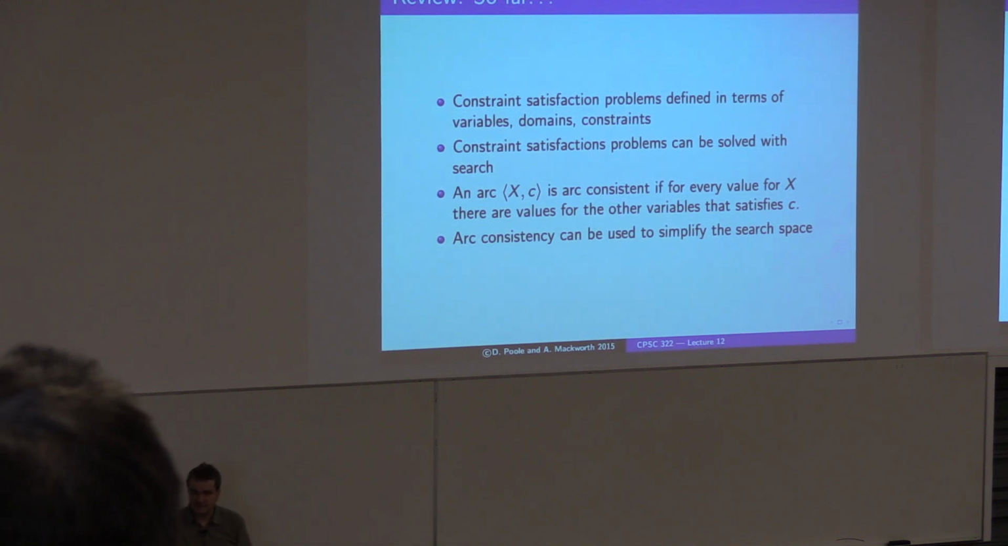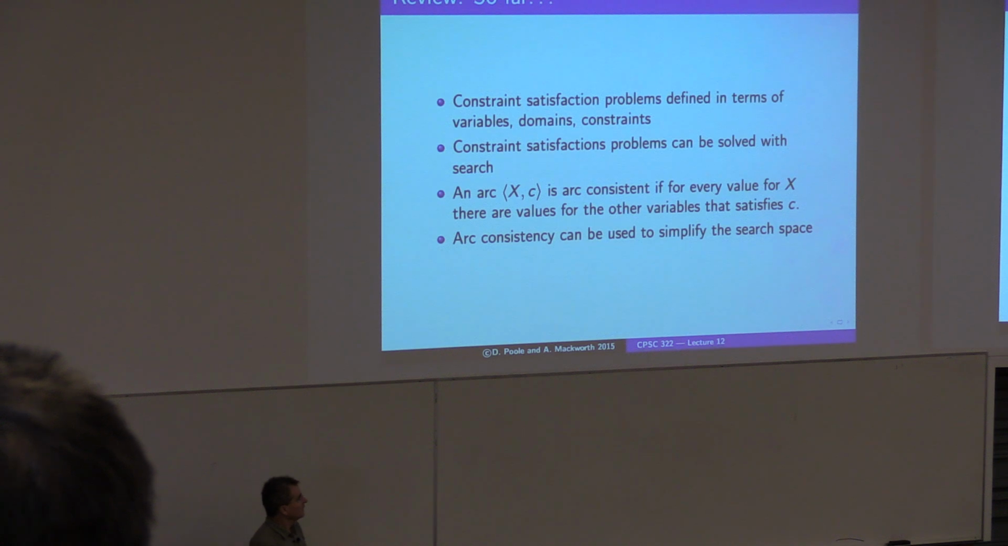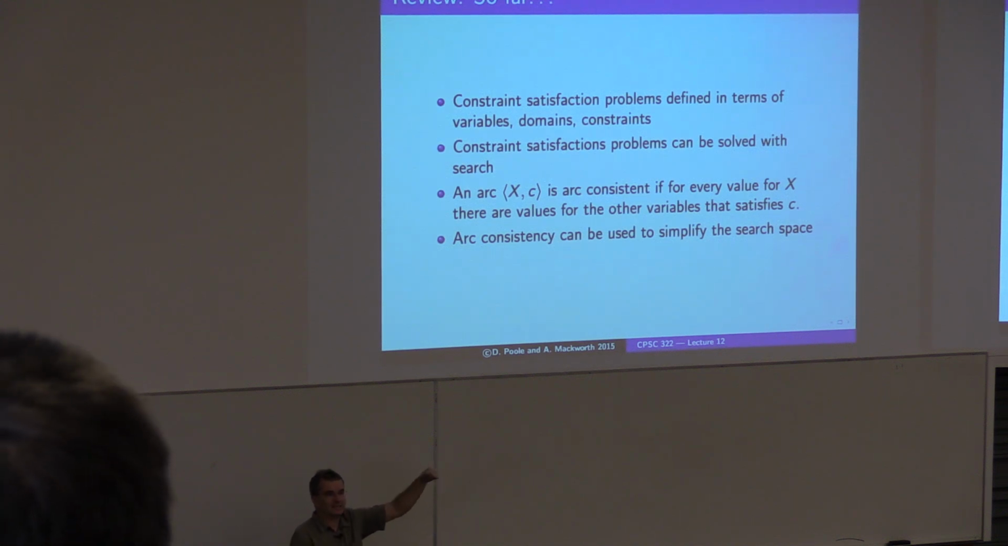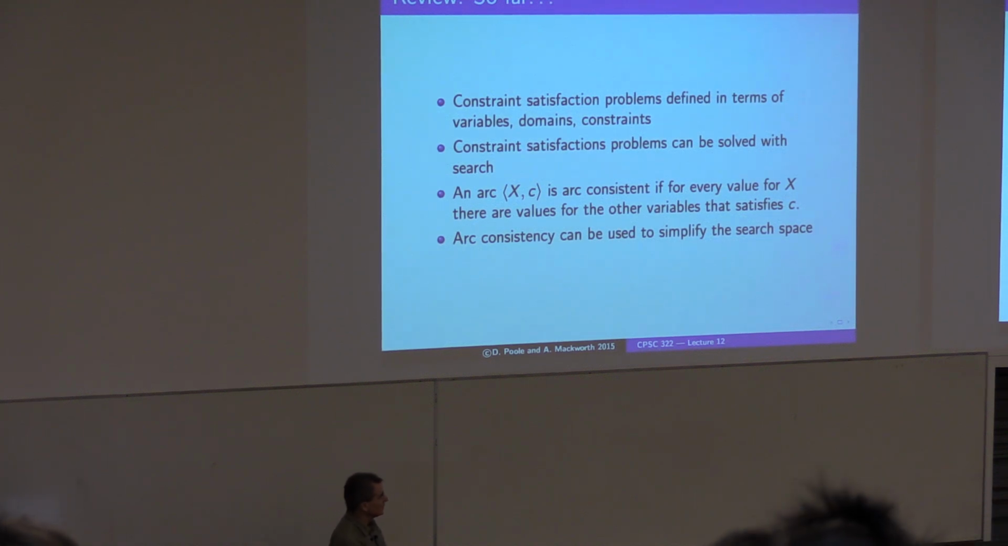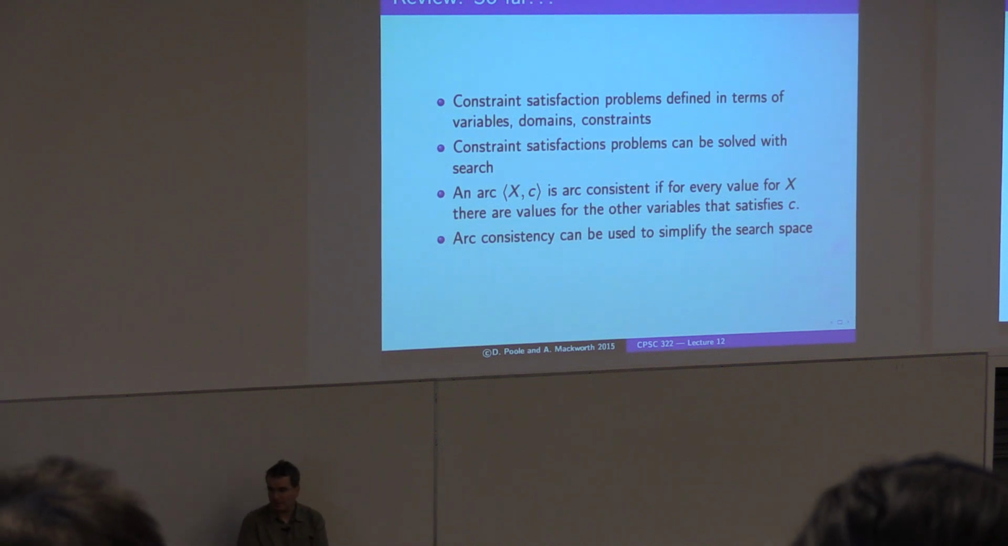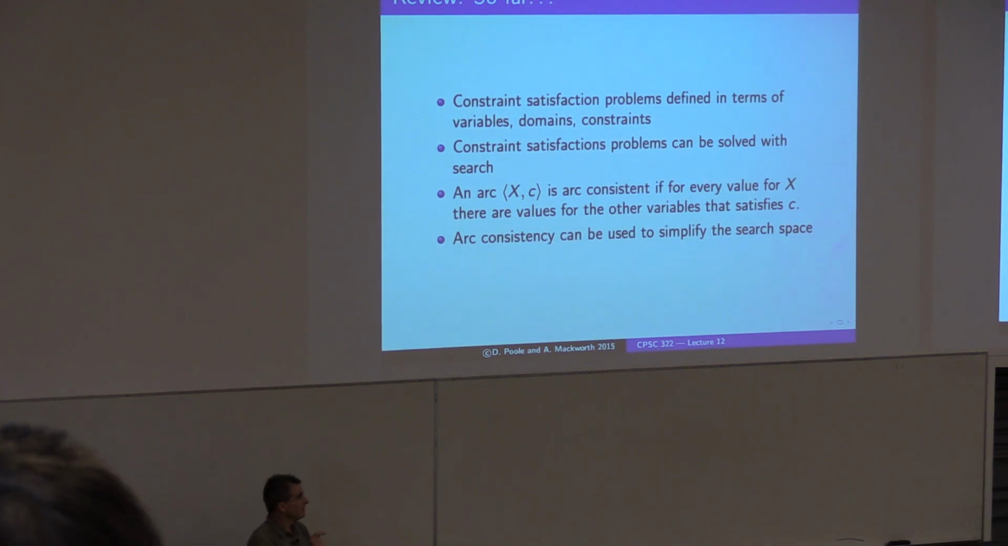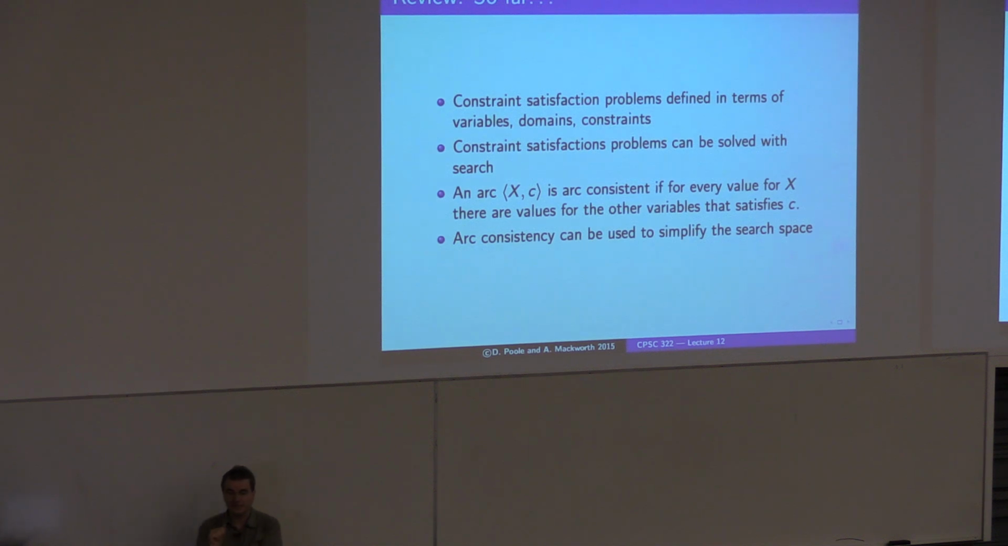So arc consistency is: it's consistent if for every value of x, there are values for the other variables that satisfy C. So essentially, if there's no value for x which satisfies the constraint for any values of the other ones, we're going to prune it because we know that it doesn't work. It can be used to simplify search spaces so that we can then solve problems more efficiently. Any questions about any of this? So all arc consistency does is prune out values that we know are impossible.